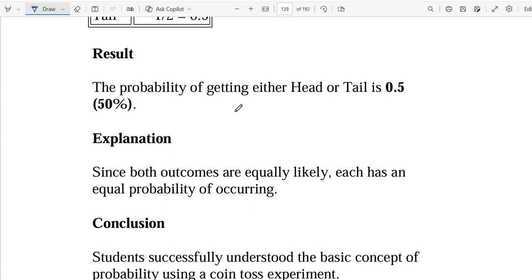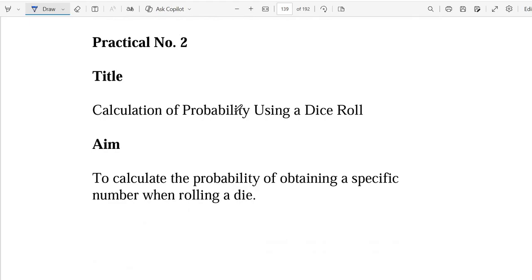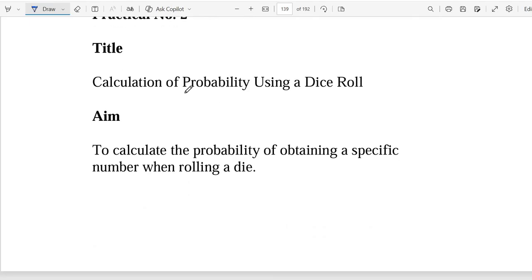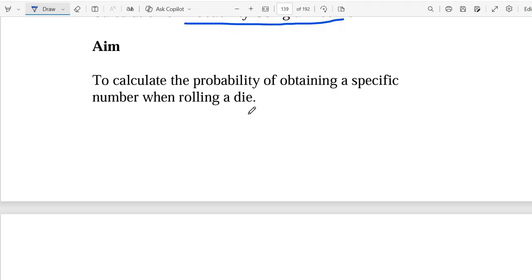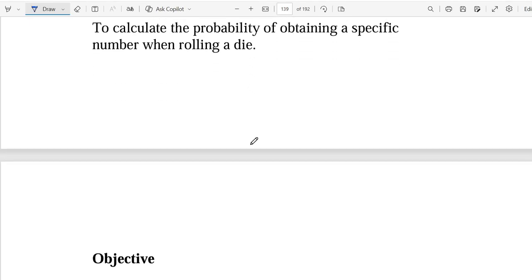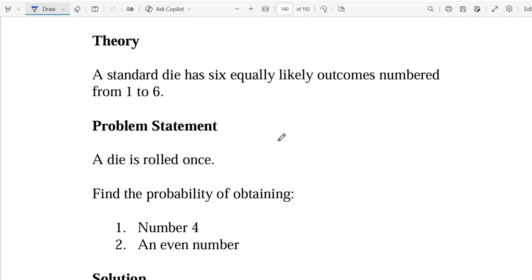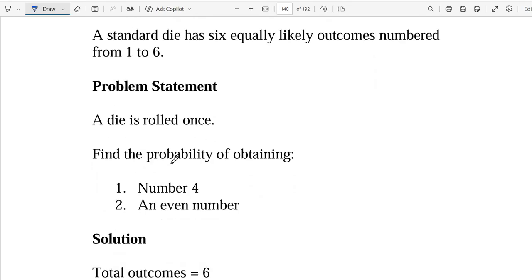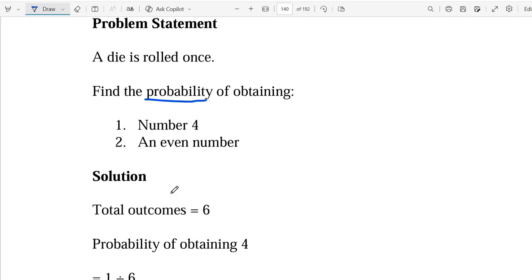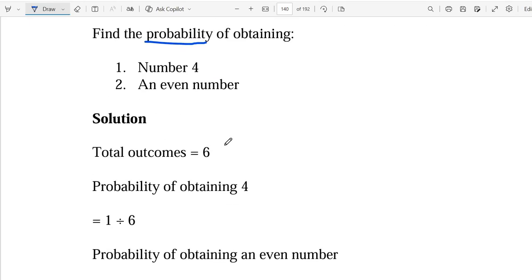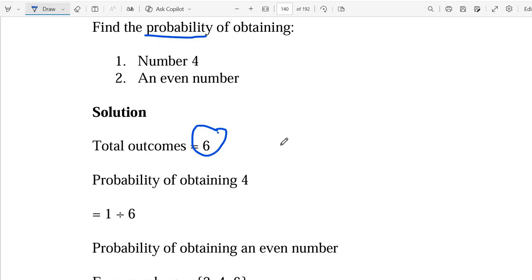Then on the next, practical number 2, we have to find the probability using a dice roll. We play snakes and ladders and ludo. So the probability of dice. A dice is rolled. What is the probability of obtaining the number 4 or an even number? So the total outcomes are 6: 1, 2, 3, 4, 5, 6. There are a total of 6 numbers on the dice, right?